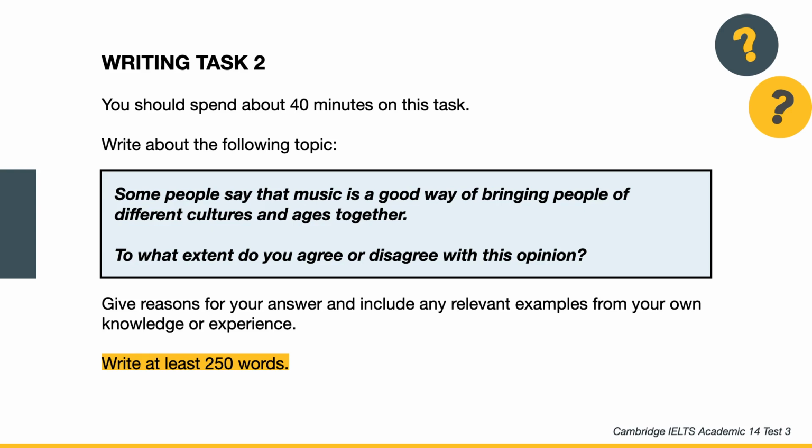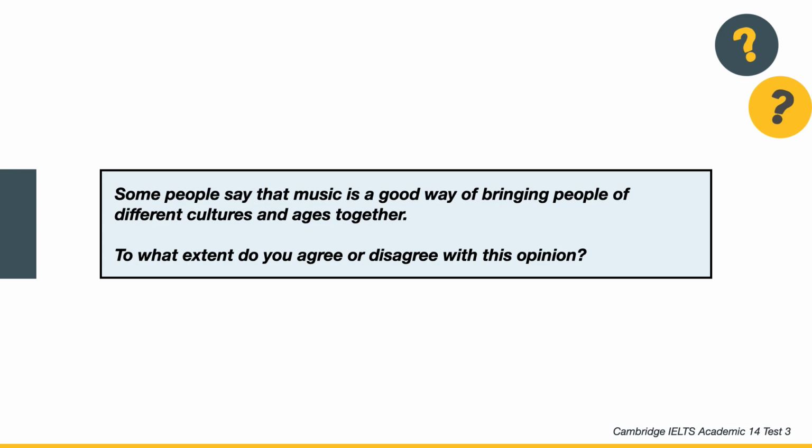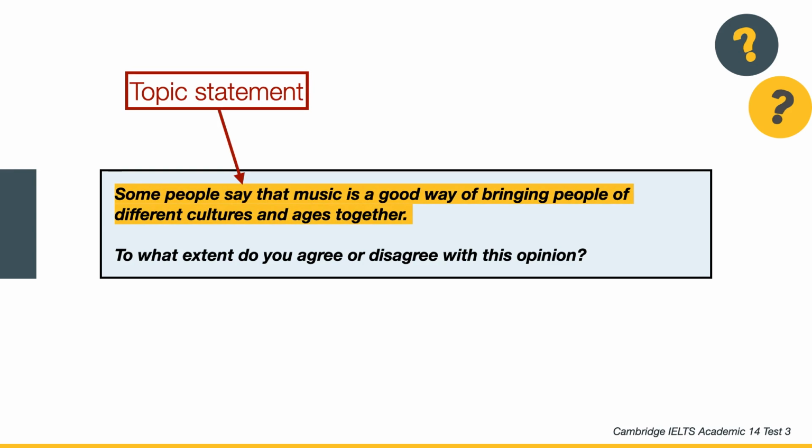Let's remove the instructions and just focus now on the topic statement and the question. So you have the topic statement at the top. So here it's a statement about a topic related to music, how music can bring people together. And it's the opinion of some people, one group of people. Some people have this particular opinion. I don't know who these people are, but according to IELTS, some people think this about music.